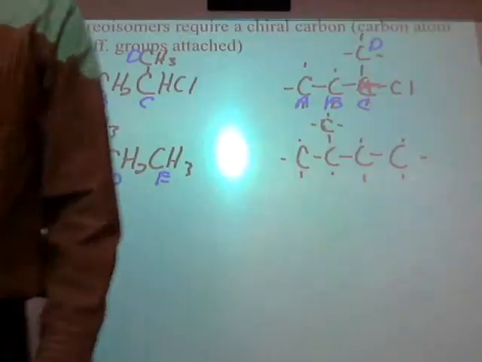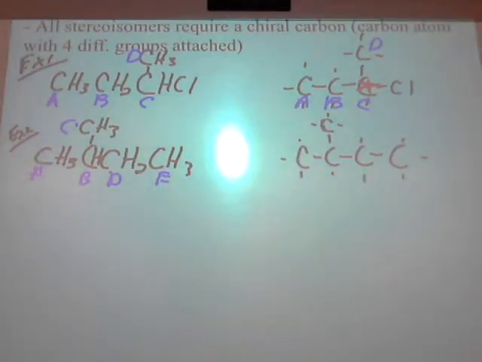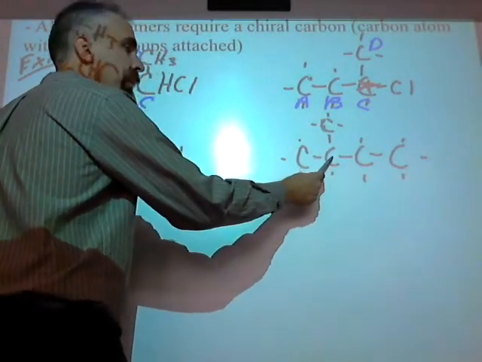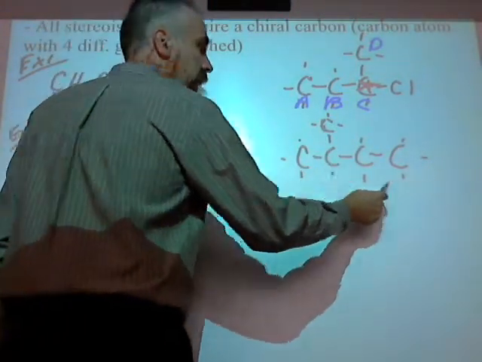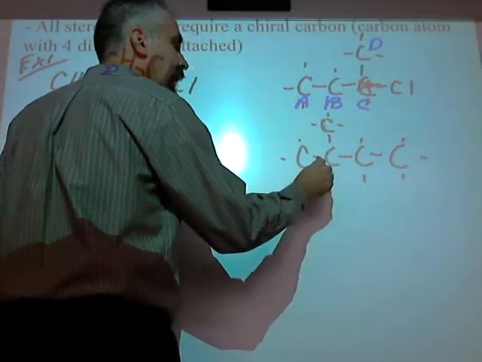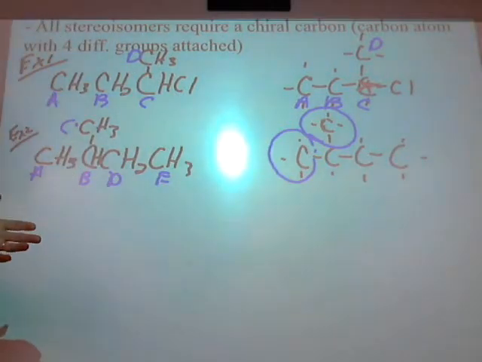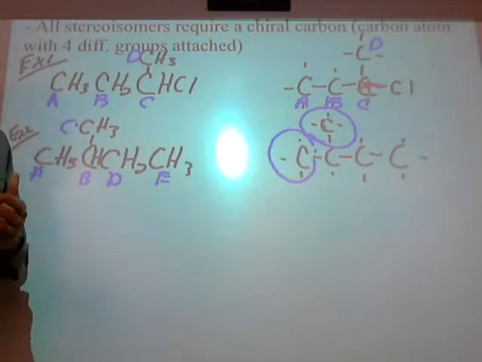When I redraw him, you have to remember something. I have to have 4 different things around, and I don't. If I look at this guy, this is the one we thought was chiral, right? This guy here has an ethyl group around him. He has an H, but then he has a methyl and another methyl. If they're the same group, it doesn't matter if it's an H or not. If they're the same group, they're not going to be chiral. They're not going to be a mirror image of each other. They will be superimposable.